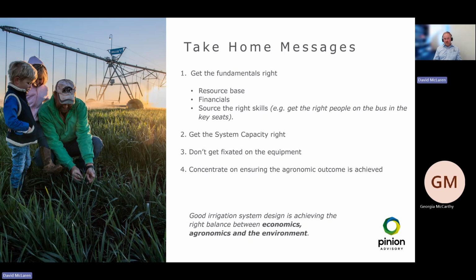We've also seen the importance of getting the system capacity right. We don't want to overdo it. We don't want to underdo it. There's implications of under and over. So let's have that metric-based approach to system capacity and think about the 30 years of weather data in the area. What is the maximum crop water requirement, and address that.